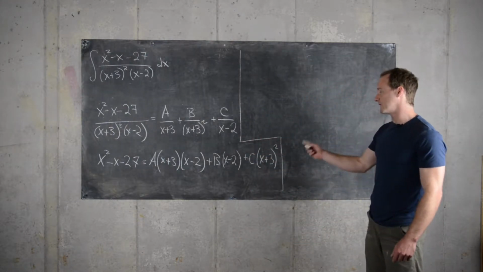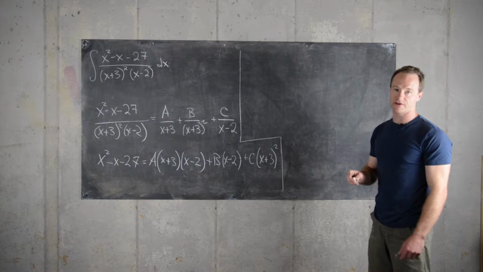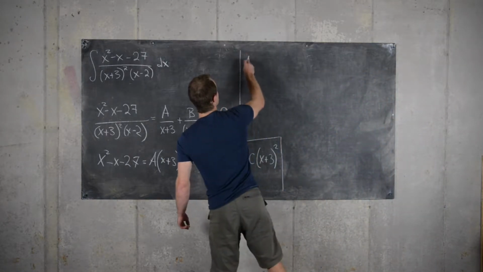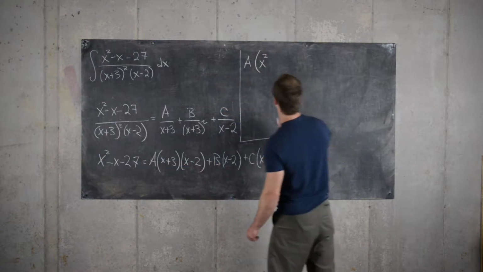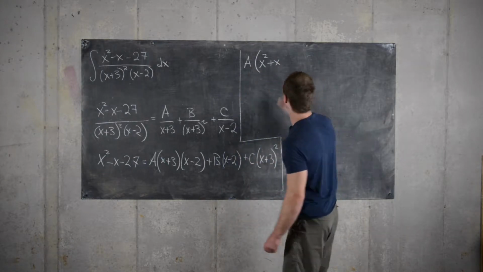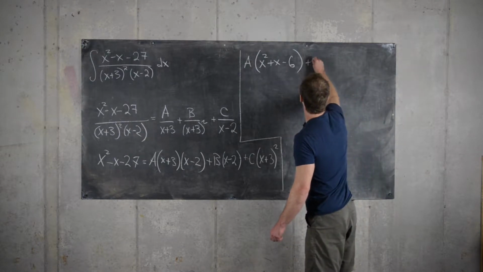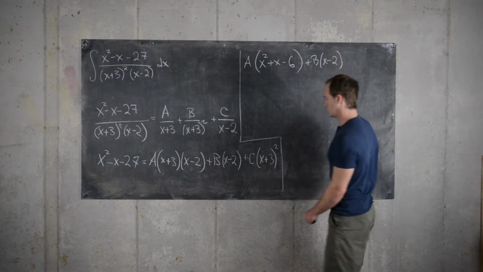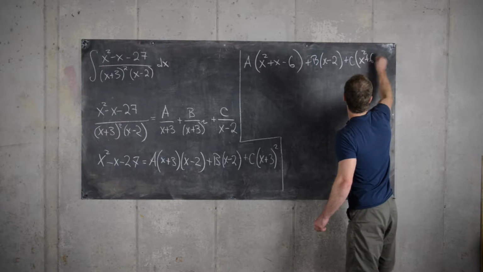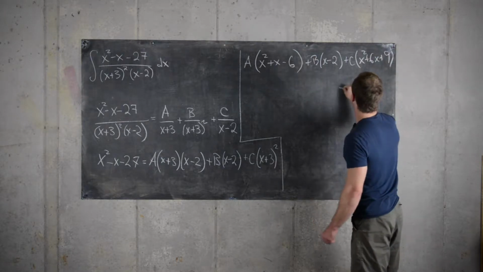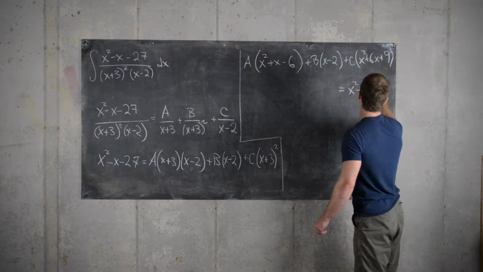Now what I'll do is I'll flip the left-hand side and the right-hand side, and then I'll multiply out the left-hand side. So let's see, that gives us a, and then if we FOIL this term out, we have x squared, so we have plus 3x minus 2x, so that'll be plus x, and then minus 6, good, and then plus b times x minus 2, plus c times x squared plus 6x plus 9. So we have all of that is equal to x squared minus x minus 27.